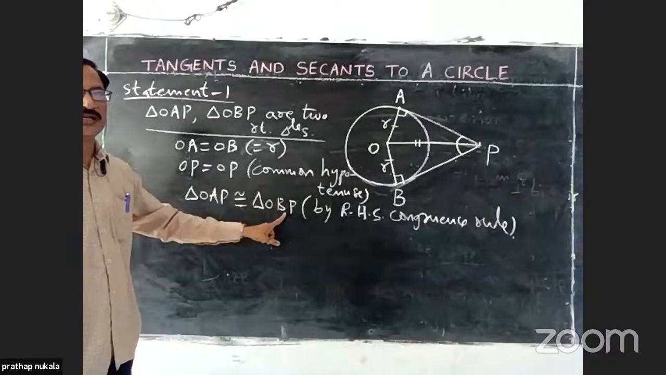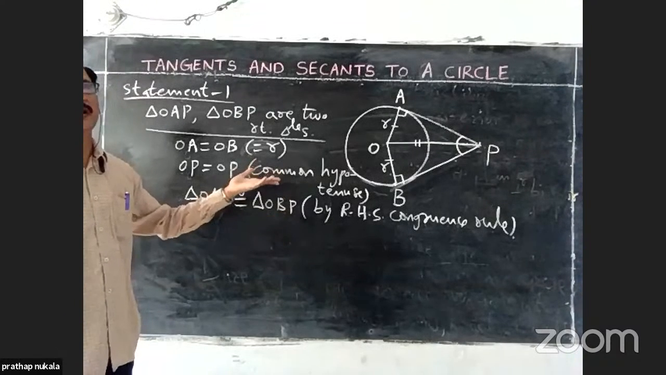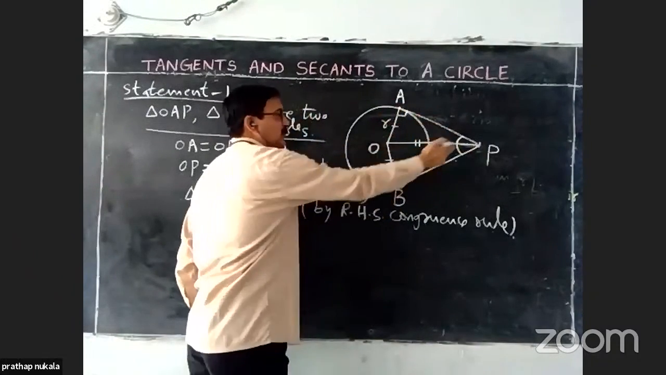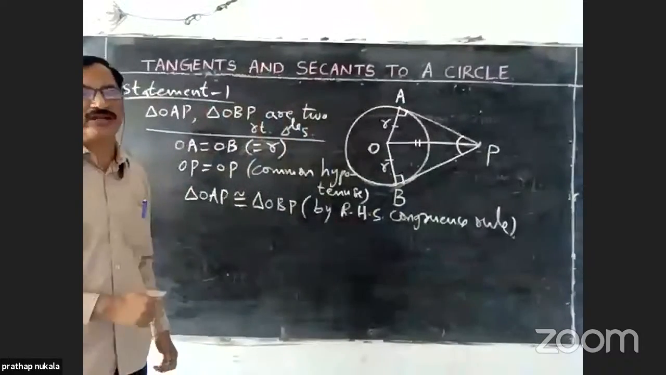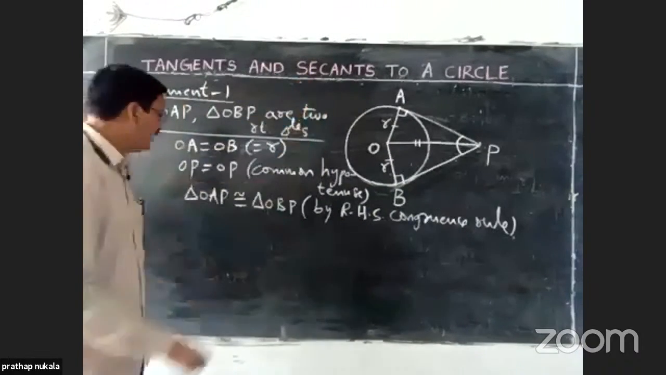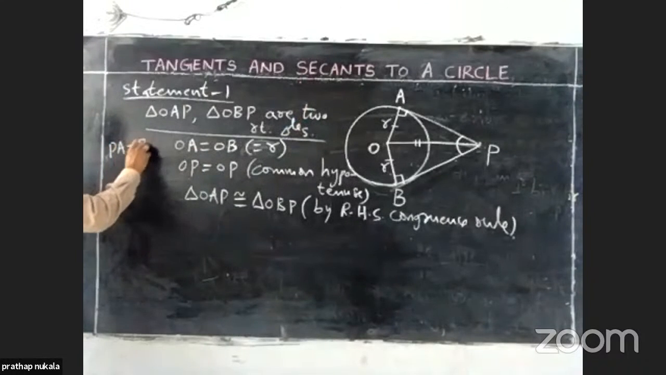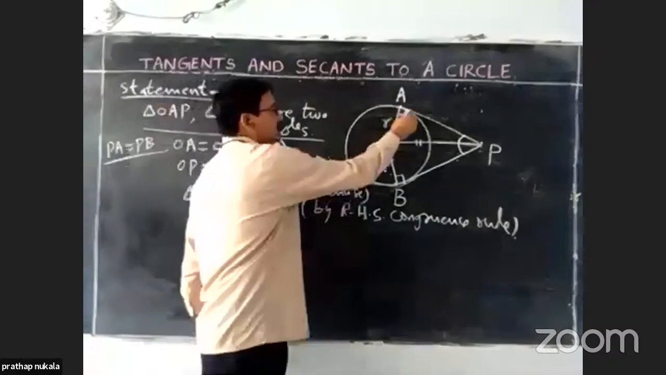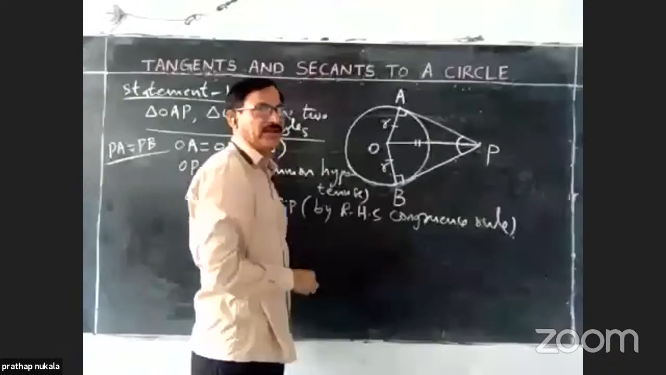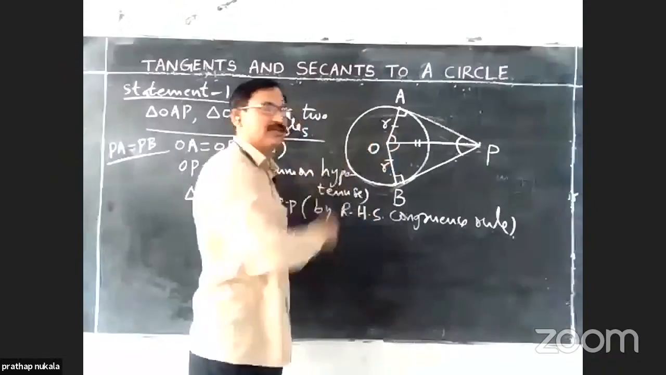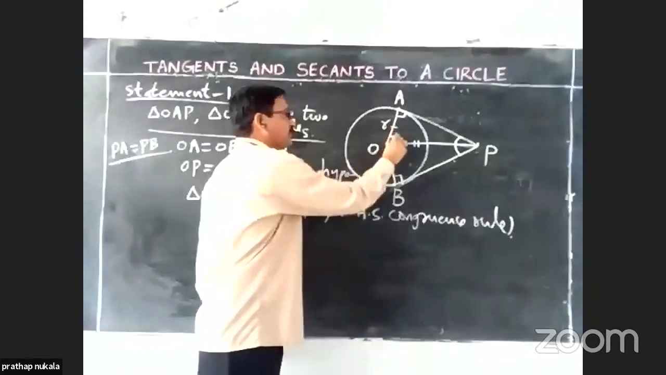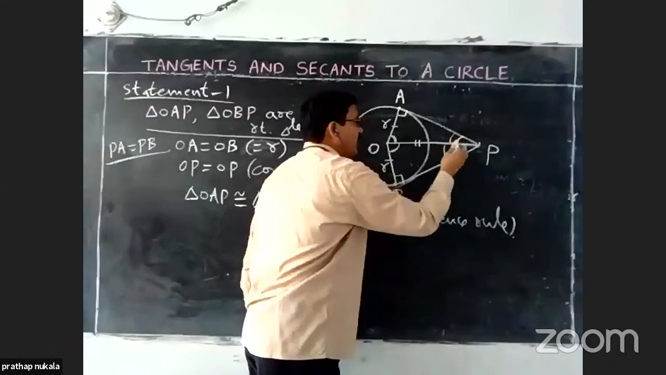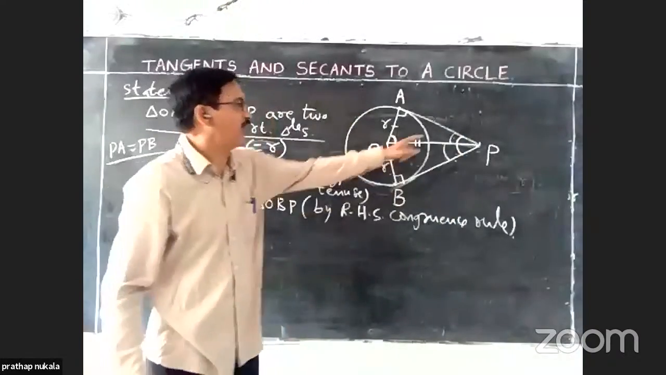Then by CPCT, corresponding parts of congruent triangles are equal. Already we have proved PA equal to PB in previous classes. Here it is not needed, but I am writing PA equal to PB by CPCT. Now, what about angles? These two are corresponding angles, so by CPCT they are also equal.